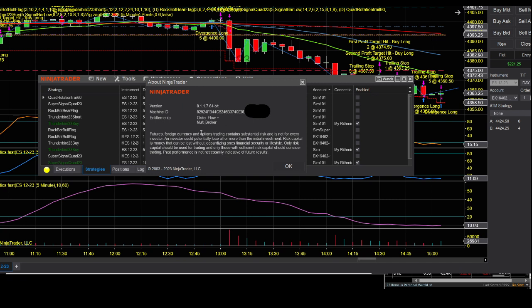And make sure you have a multi-broker. You have to have a license for the NinjaTrader, of course. You have to have a license to run third-party apps. That's also very important. I blacked out the back. I don't know if you can do anything with my machine ID, so I'd rather not give you the whole thing. So that's how you would get that, and you just send that to me.